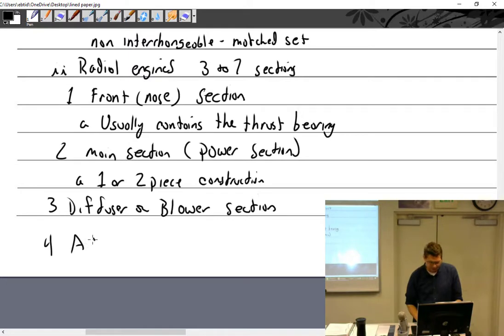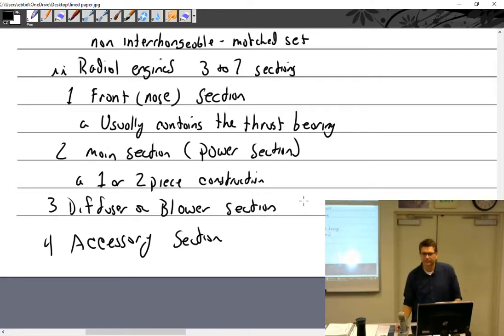Yep, accessory. Rear or accessory section. That's where all your accessories are going to bolt onto. And so what accessories can we have on here? Oil pump. Fuel pump. Magnetos. That was a good one.